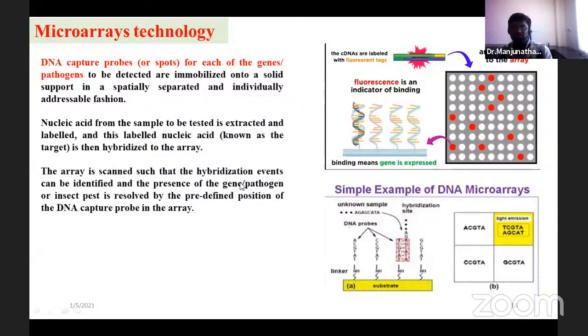Hybridization can be identified, and the presence of the gene, pathogen or insect is resolved by the predefined position of the DNA capture probe on the array. This is the illustration. For example, this hybridization site is complementary to the unknown sample. Once it has hybridized, there will be a change in color. That color we can read by the DNA microarray analyzers. So that's how we can identify the seed-borne pathogen. This is also useful for a wide range of pathogens.